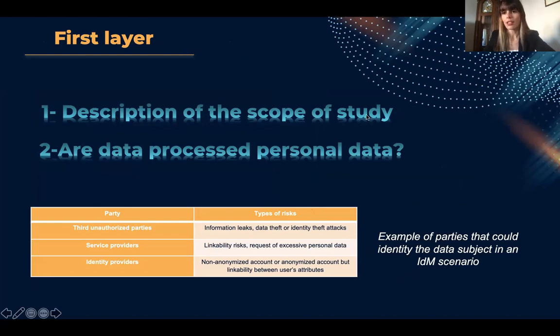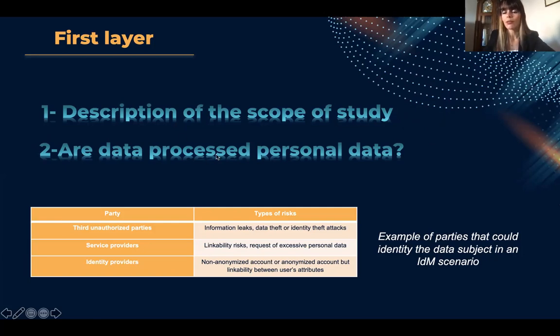First of all, the description of the scope of the study. Basically, it's the description of the technology, its main differences with regard to existing technologies. And we also have to describe the data flows that refer to the transfer, modification, and storage of data. For example, in the case of identity management, it refers to the identity lifecycle: how enrollment, authentication, ID proofing, and modification of data takes place in this specific identity management system.